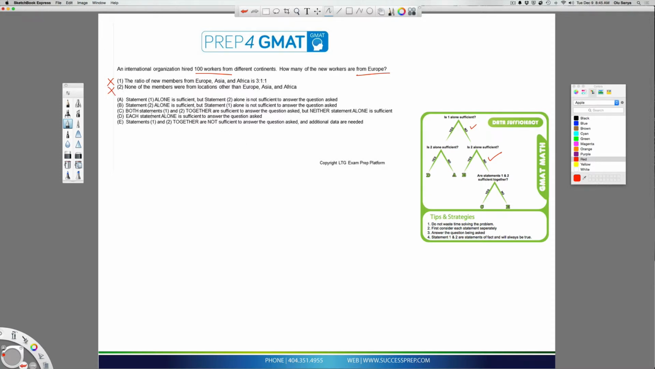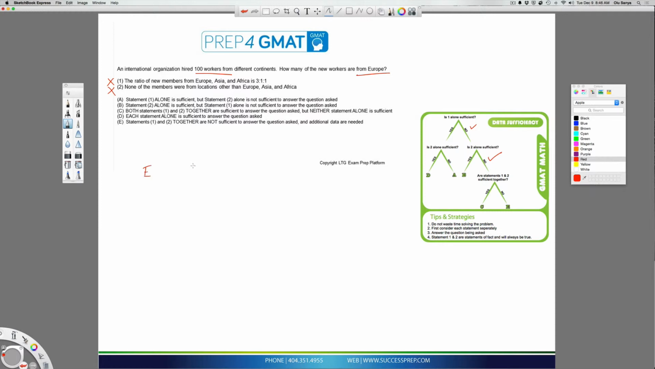So at this point, we're forced to look at them together. Are statements one and two sufficient together? Actually they are, because you can use information one to say, I know that the ratio is 3 to 1 to 1, and I know that Europe, Asia, and Africa are the only continents available. So as a result, we can actually do some math. You don't need to do the math here because this is a data sufficiency question, but I'm going to do the math anyway to prove that using statements 1 and 2 together works. So let's take a look at that.